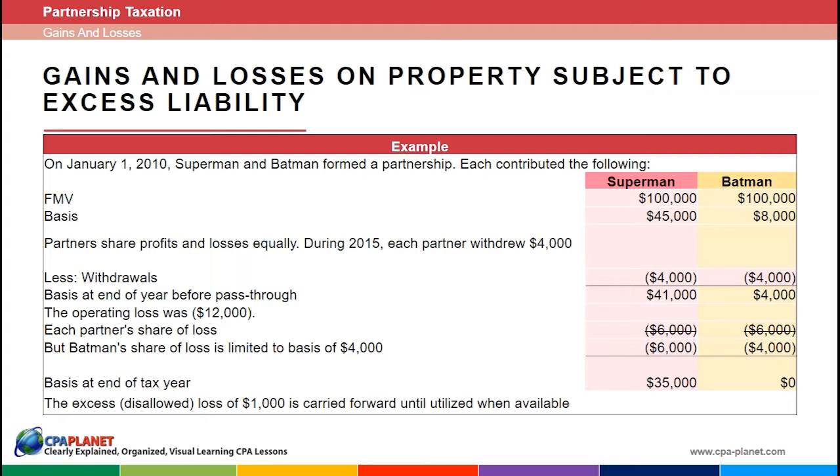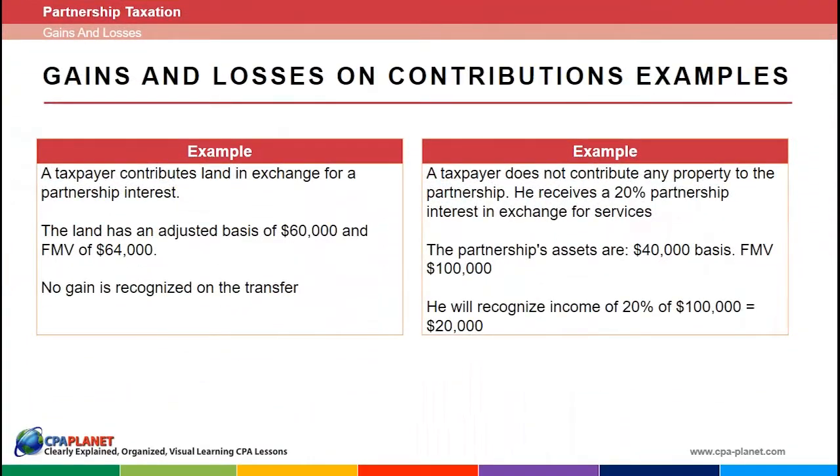So next you're going to subtract the $4,000 from their basis and then recalculate the basis at the end of the year before the pass-through. So the partners have a basis of $41,000 and $4,000 respectively. Then you have to factor in that the partnership has an operating loss of $12,000. So then you allocate the $6,000 to the partners evenly, but unfortunately you can't because Batman doesn't have enough basis to cover this. So you would allocate half of that, the $6,000, to Superman because he can cover that, and only allocate $4,000 to Batman because that's his remaining basis.